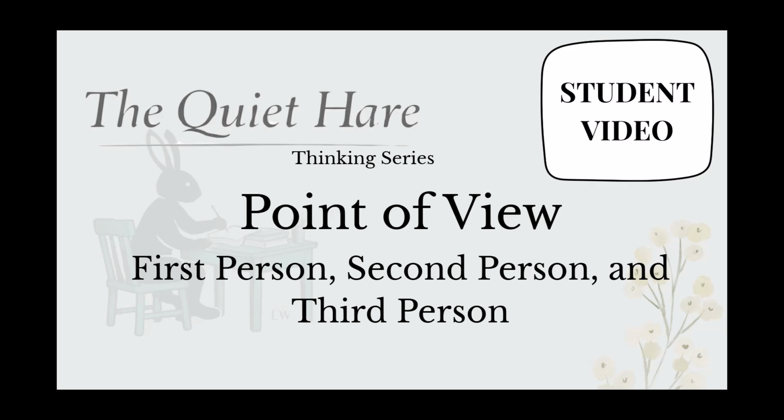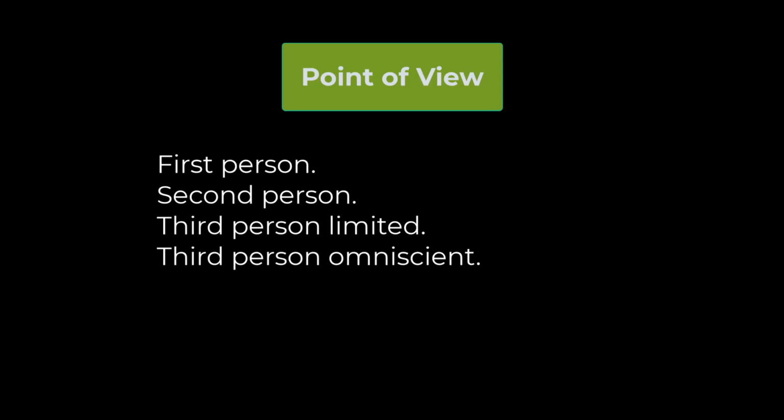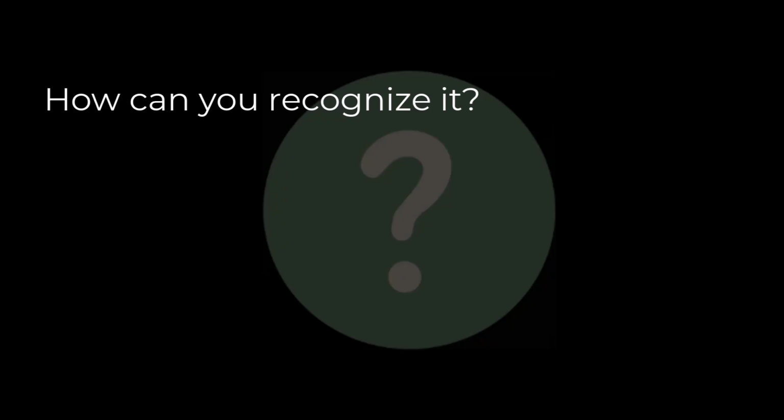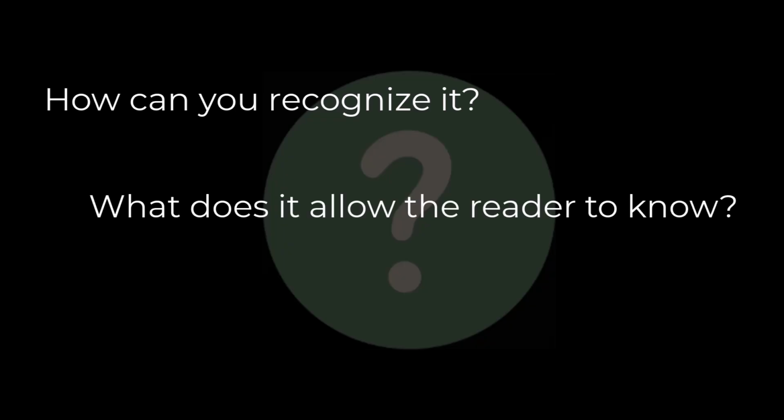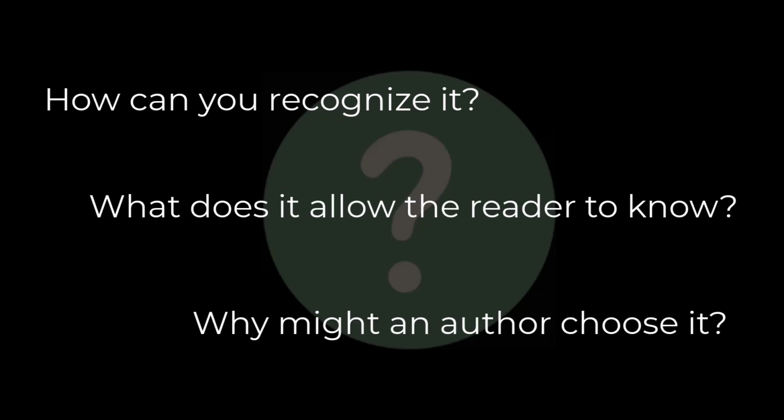Point of view controls what the reader is allowed to know. In this lesson, you will learn 4 common types of point of view: first person, second person, third person limited, and third person omniscient. For each one, consider these 3 questions. How can you recognize it? What does it allow the reader to know? And why might an author choose it?